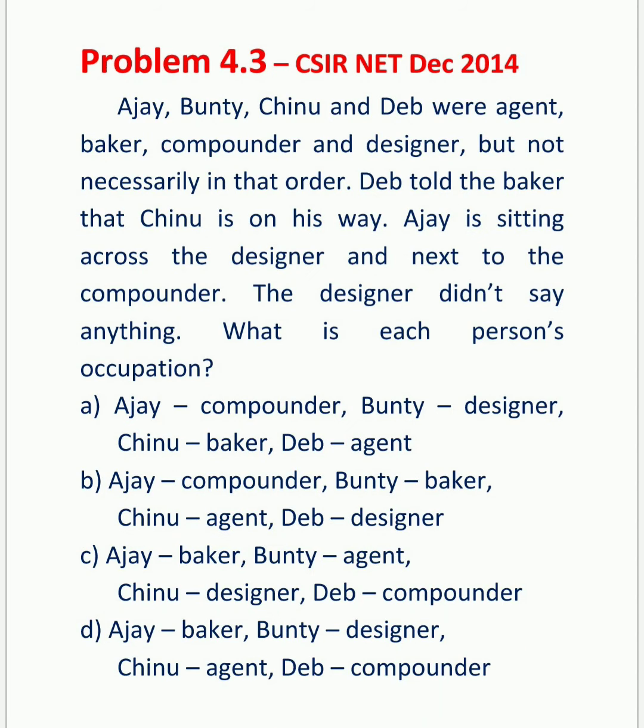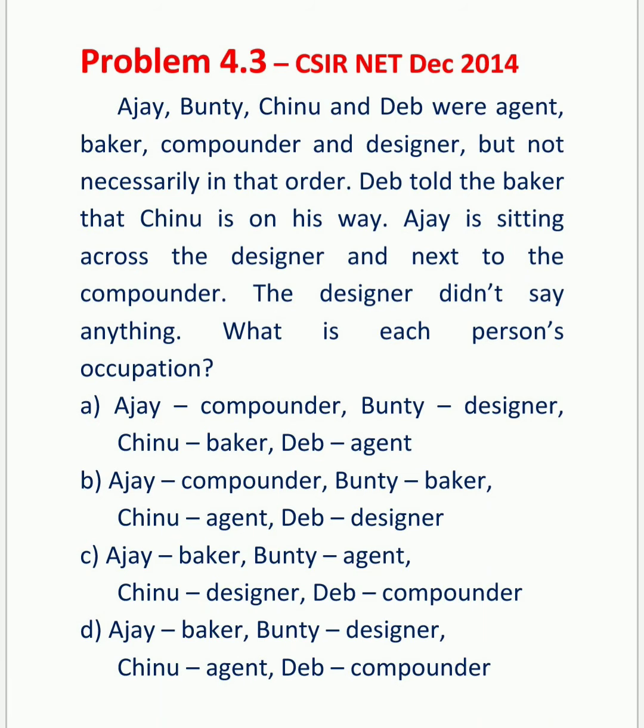Problem 4.3. Ajay, Bunty, Chinu and Deb were agent, baker, compounder and designer, but not necessarily in that order. Deb told the baker that Chinu is on his way. Ajay is sitting across from the designer and next to the compounder. The designer didn't say anything. What is each person's occupation?